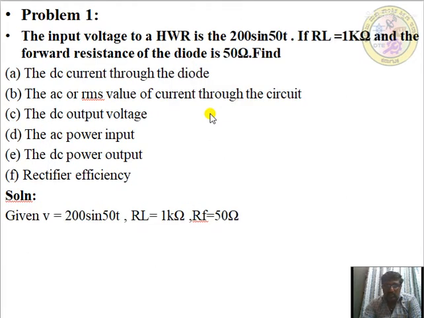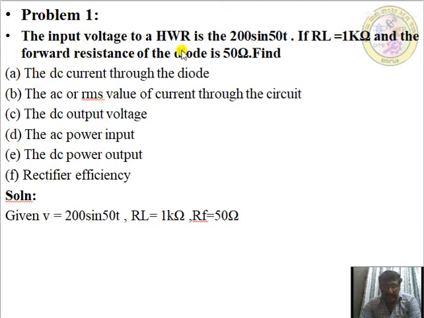Okay, so here we are going with one problem based on the half wave rectifier. The statement given is: the input voltage to a half wave rectifier, normally represented as HWR, is 200 sin 50t. If RL is equal to 1 kilo ohm and the forward resistance of the diode is 50 ohm, find the DC current through the diode, the AC or RMS value of current through the circuit, the DC output voltage, the AC power input, the DC power output, and the rectifier efficiency. So we should find these things, A to F.